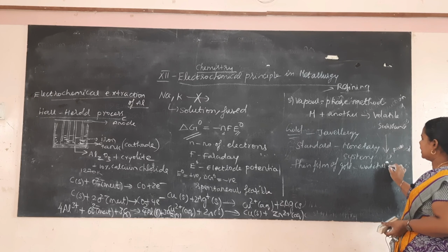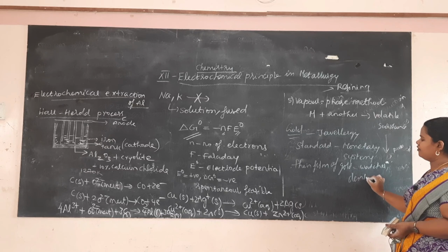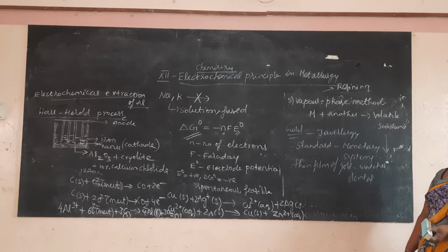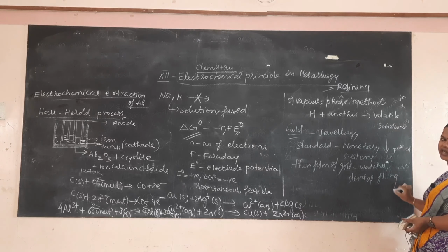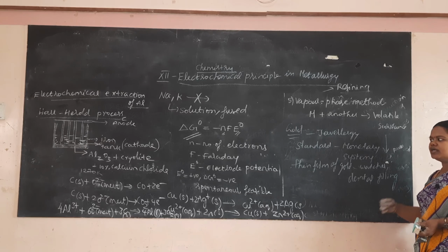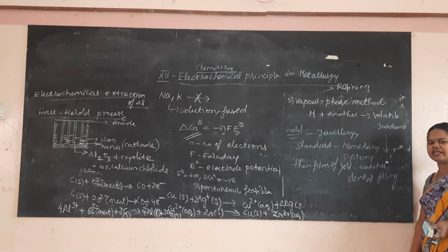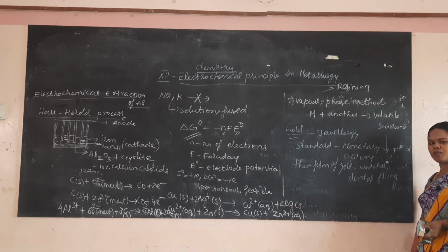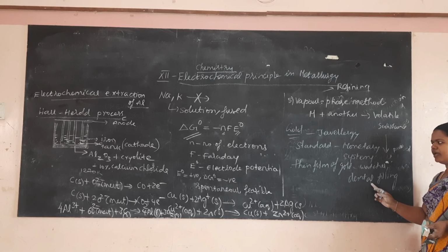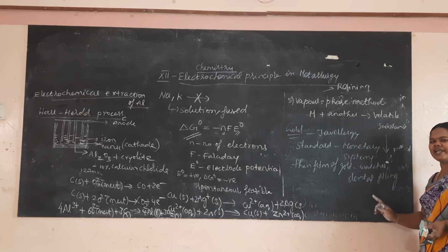Then dental filling. What is this dental filling? Artificial teeth can be prepared using gold. Silver is also used in dental filling, though it is not mentioned in the book. Silver amalgam, silver alloyed with mercury, is used in dental filling. Gold is also used in dental filling.